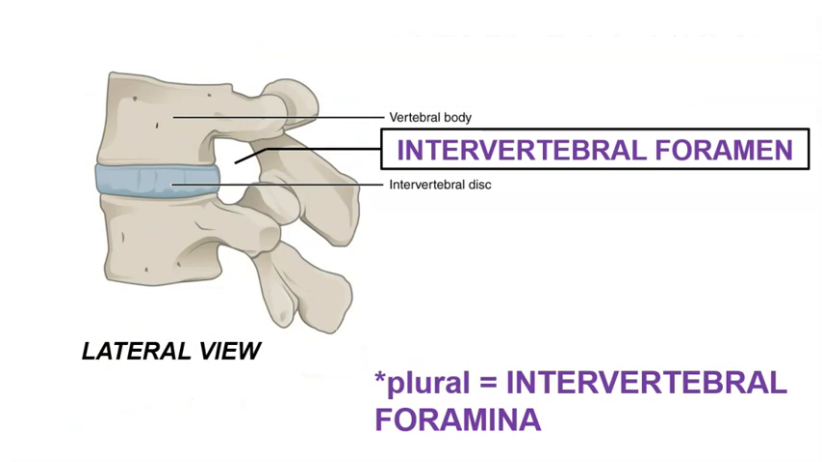On the lateral side of adjacent vertebrae are small openings that are called the intervertebral foramen. These are the openings in which the spinal nerves can emerge from the spinal cord and fan out to the many parts of the body that those nerves serve.